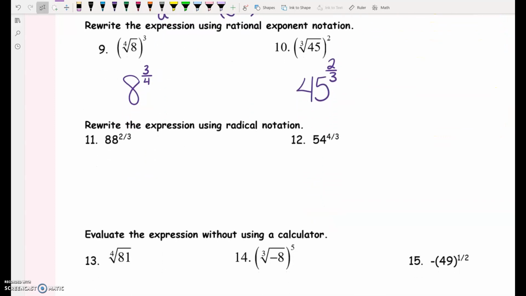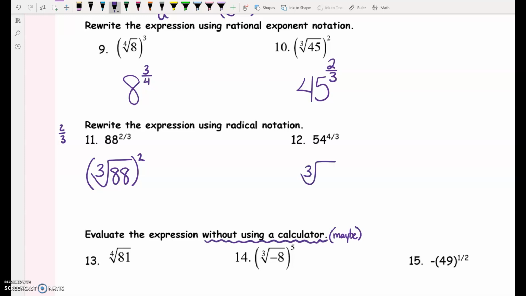Now, going backwards, if it's 88 raised to the 2/3, and it looks kind of funny when the fraction is like that, if you need to, you can write off to the side that the fraction is 2/3. This is the 3rd root of 88. Put parentheses around it, and then raise it to the 2nd. Now, you try number 12. Did you get the 3rd root of 54 raised to the 4th?